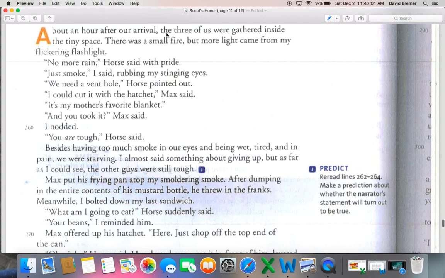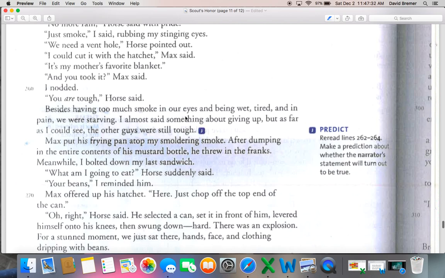About an hour after arrival, the three of us were gathered inside the tiny space. There was a small fire, but more light came from my flickering flashlight. No more rain, Horace said with pride. Just smoke, I said, rubbing my stinging eyes. We need a vent hole, Horace pointed out. I could cut it with my hatchet, Max said. It's my mother's favorite blanket. And you took it, Max said. I nodded. You are tough, Horace said.